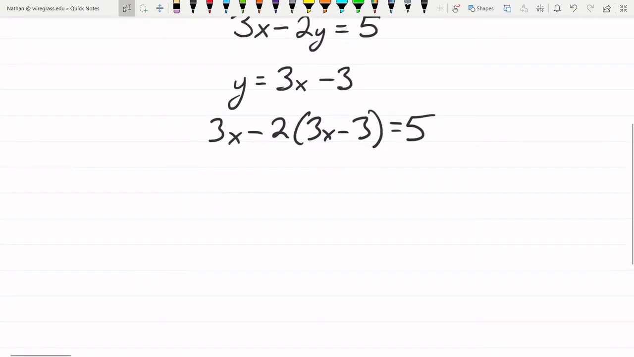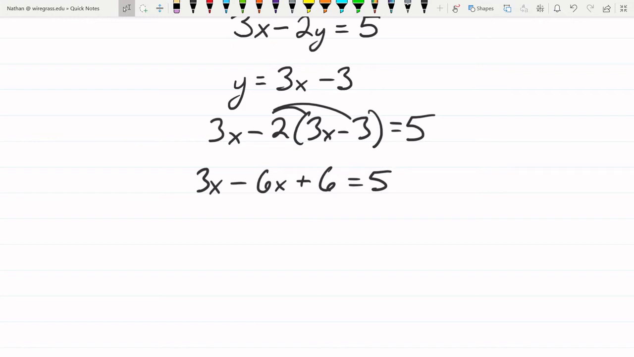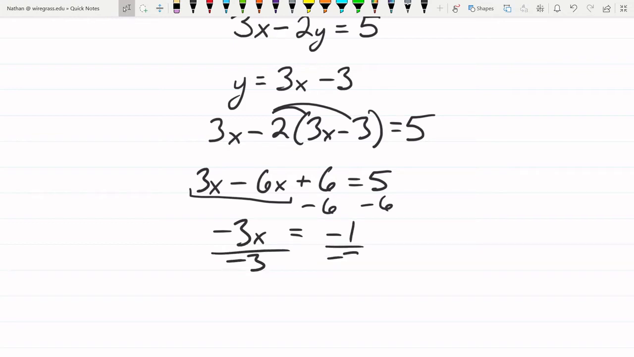So I'm going to distribute the negative 2. Plus 6 there equals 5. Combine these two like terms here, that gives me negative 3x. I'm going to subtract the 6 to the other side as well, just to save some space. 5 minus 6 is negative 1, and then divide by negative 3. That gives me x equal to 1/3. Now we know what x is. Let's figure out what y is.